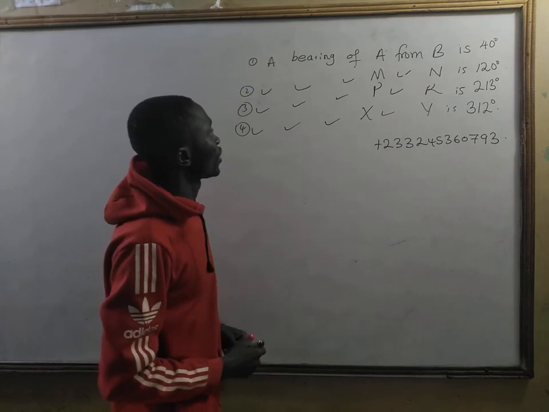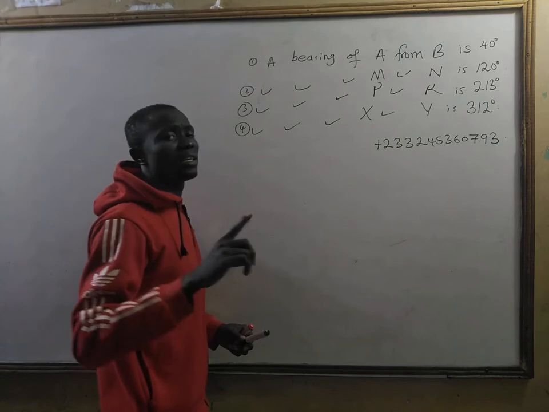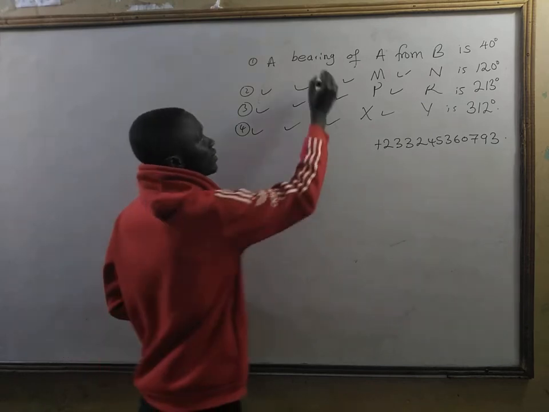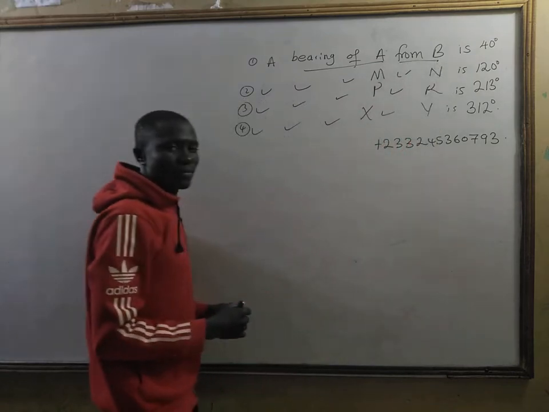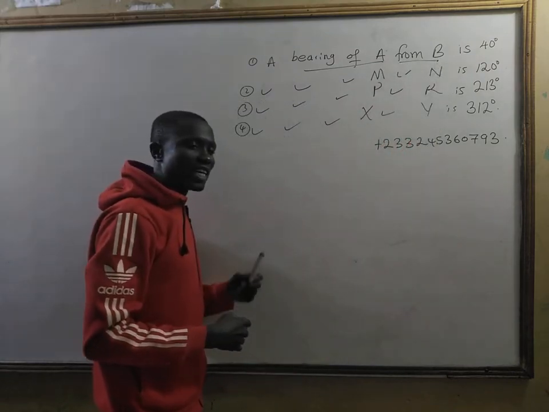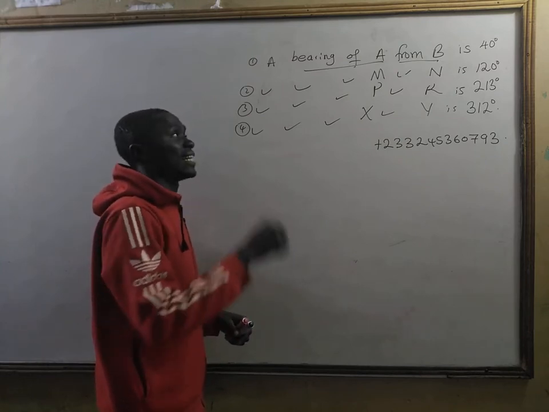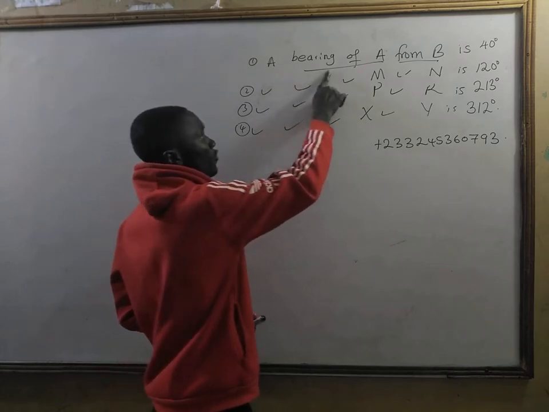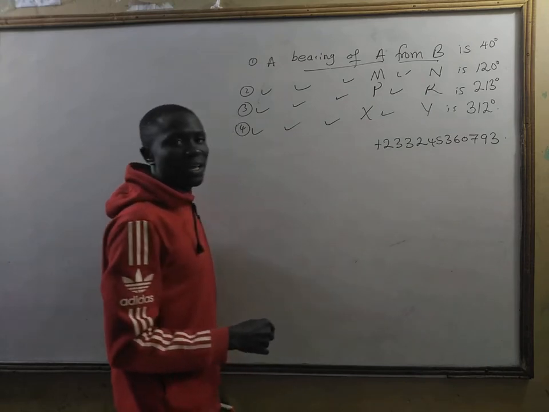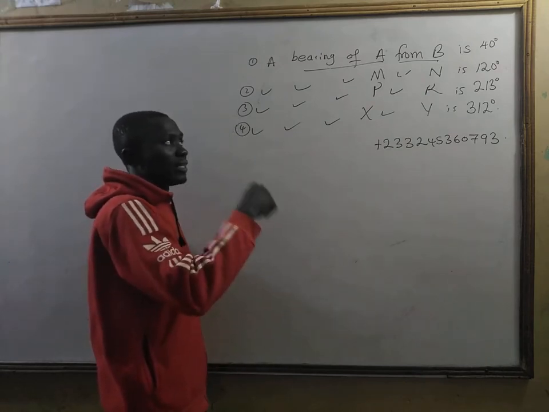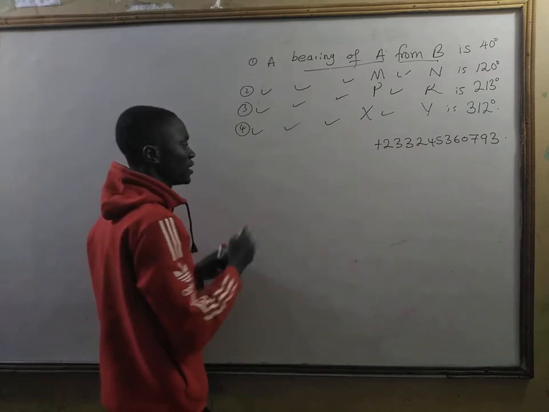Now, let's see. For the first one, a bearing of A from B is 40 degrees. Where students make mistakes is they don't understand bearing of A from B. They mistakenly mix up the from and the of. A bearing of A means that we have line A and we want to find the bearing of that line from a point B. So that's what it means.